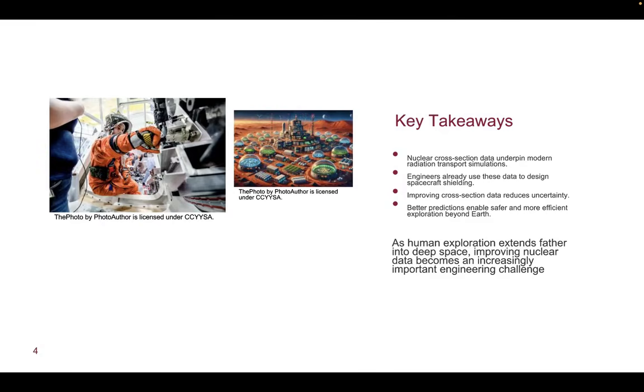To conclude, microscopic nuclear cross-section data form the foundation of modern radiation transport simulations. Today, engineers use these data to design spacecraft shielding and estimate astronaut radiation exposure using tools such as OLTARIS, a simulation that NASA uses, and tools such as MCNP and GEANT4, spelled G-E-A-N-T-4. However, uncertainties in nuclear data still propagate through these simulations.